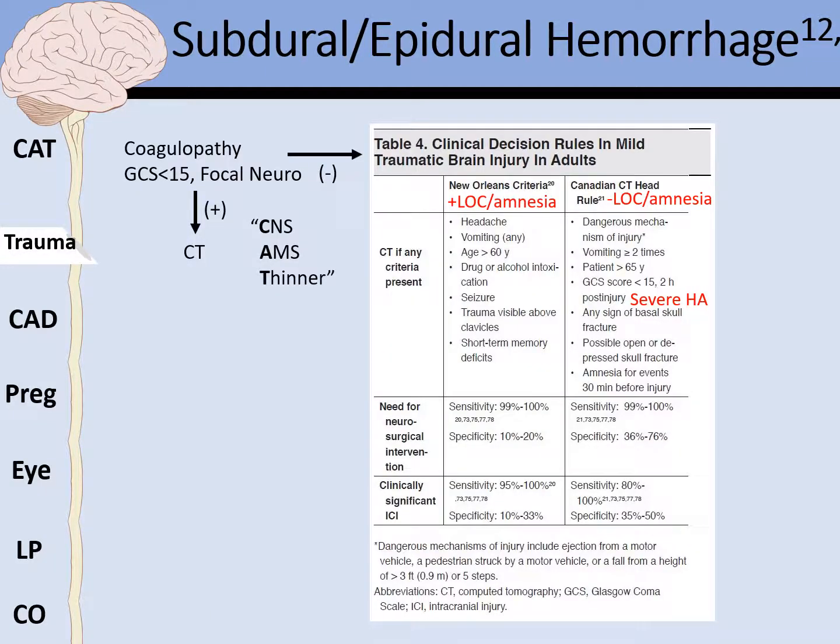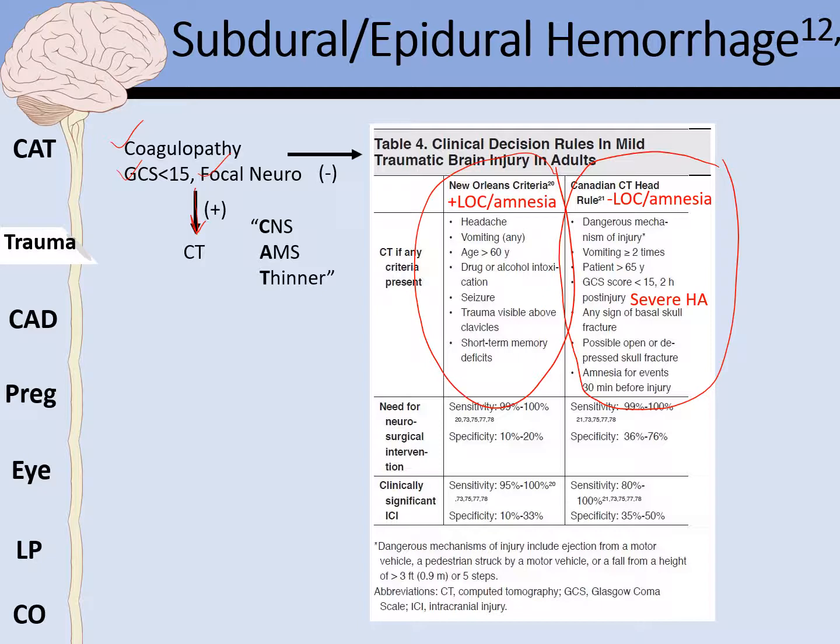Here are the indications for head CT in the setting of trauma based on the ACEP clinical guidelines. Anyone with coagulopathy such as being on blood thinners, or altered mental status, or focal neurologic findings gets a head CT, as these are exclusion criteria for the decision rules. Otherwise, if they have loss of consciousness or amnesia, then you use the New Orleans rule. But if they do not have loss of consciousness or amnesia, then you scan if the Canadian head CT rule is positive or they have a severe headache.